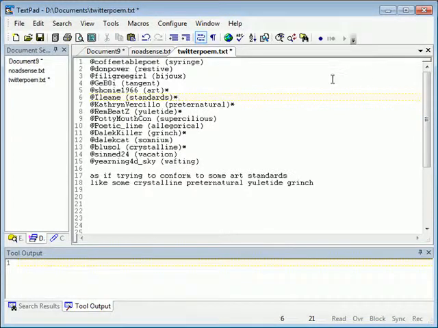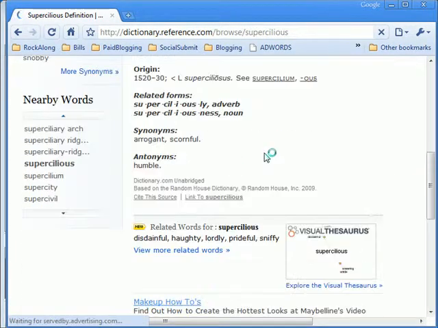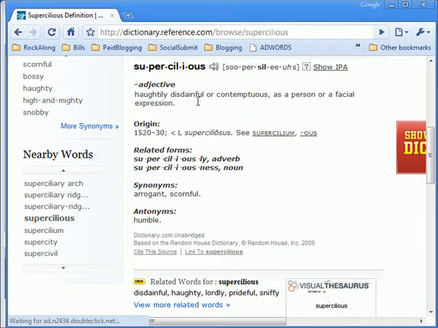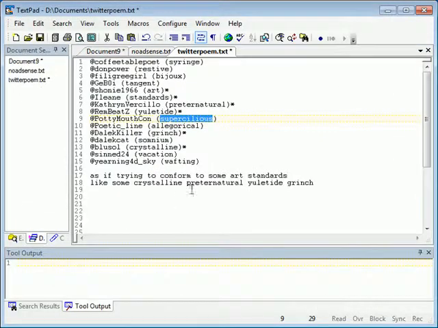Now, if I don't know what a word means, which is very commonly people play words that I don't know what they mean, I'll grab a word like supercilious, and I'll go to dictionary.com and look up the word to learn how best to use it in my poem. Sometimes I'll take just the initial definition, haughtily disdainful or contemptuous. So supercilious is contemptuous as a person or facial expression. So that kind of works for me as some crystalline. I can actually even put the word supercilious into there because it even fits in the same sentence for me. So I can move on to the next word and see if I build a new sentence around it or fit it into an existing sentence.